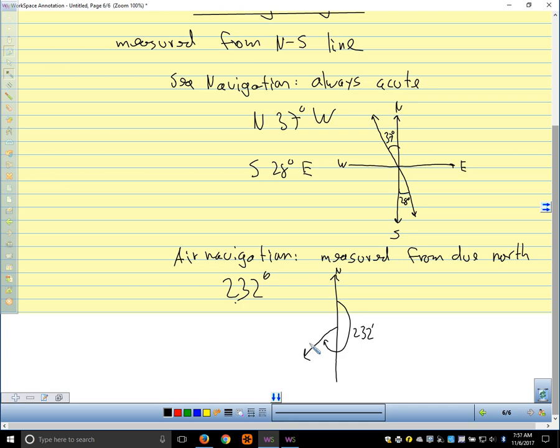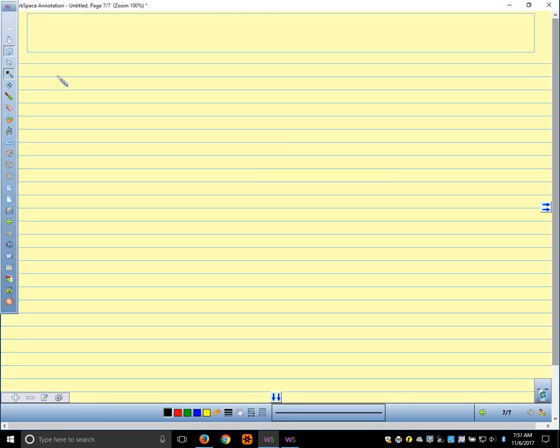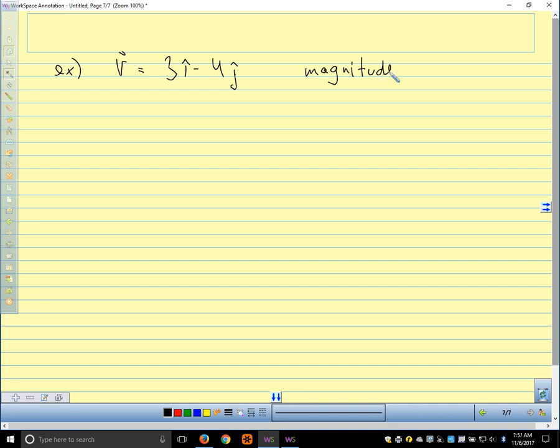All right, I want to do one last example, and then we'll be done for today, our introduction to vectors. Next time we'll talk about three-dimensional vectors. Then we'll add some new operations. So here's this vector 3i hat minus 4j hat. We want to find the magnitude and direction.